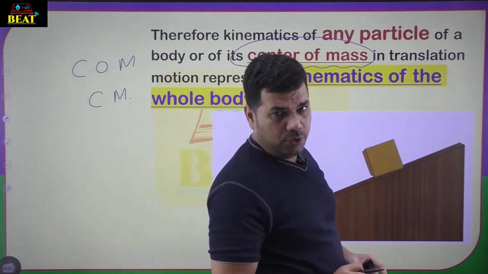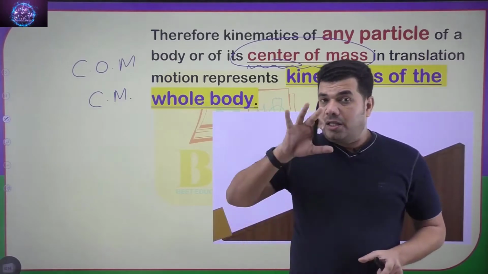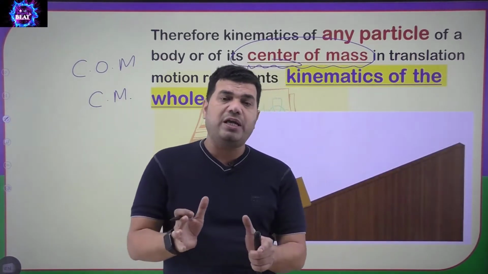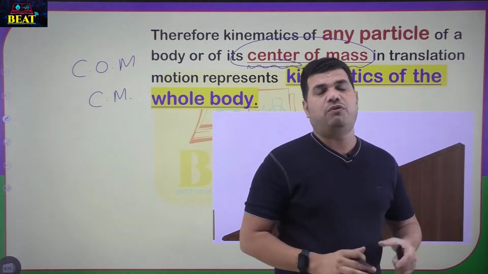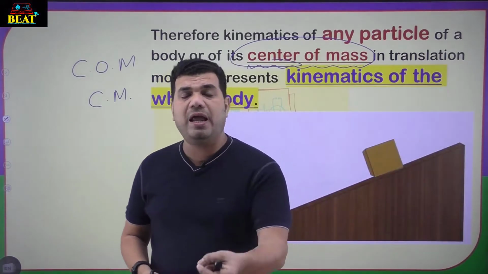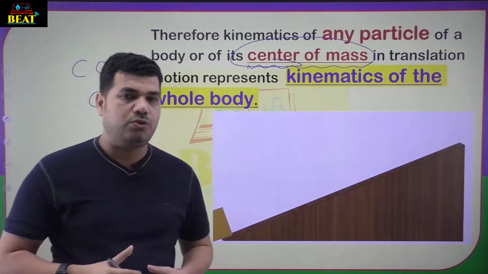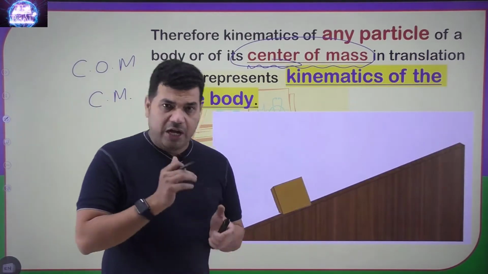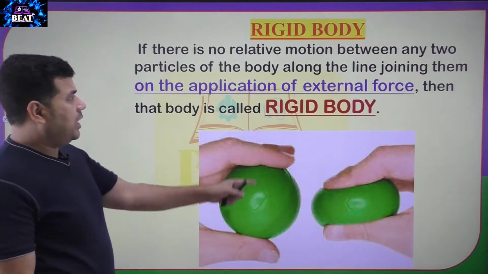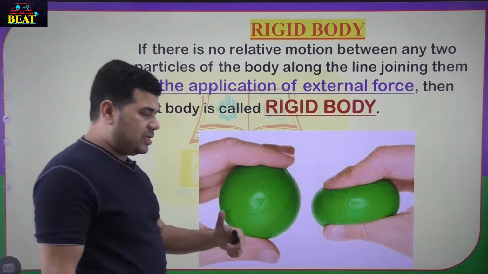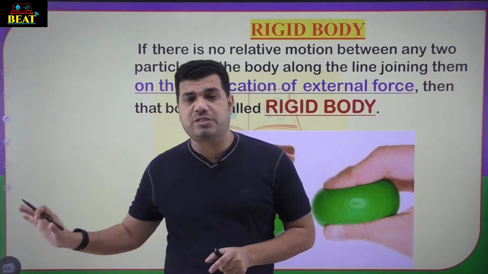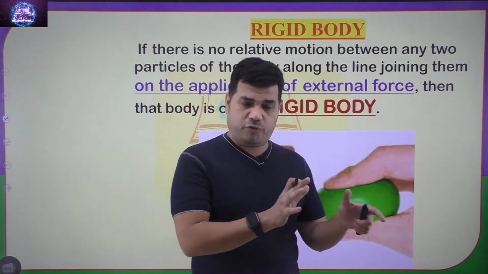As I told you, the motion of a body is governed by the motion of its center of mass or any of the particles. This is known as translatory motion. But here we are going to study a new type of motion, that is the rotational motion, right? I hope you might have studied the circular motion. This is also a different type of motion.